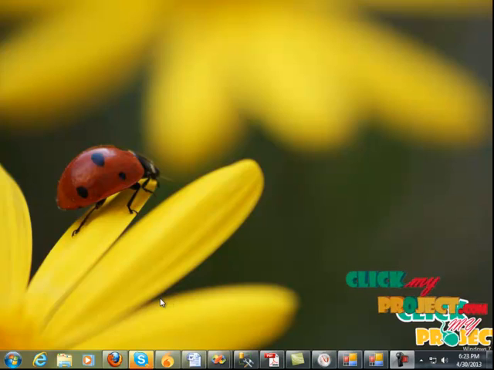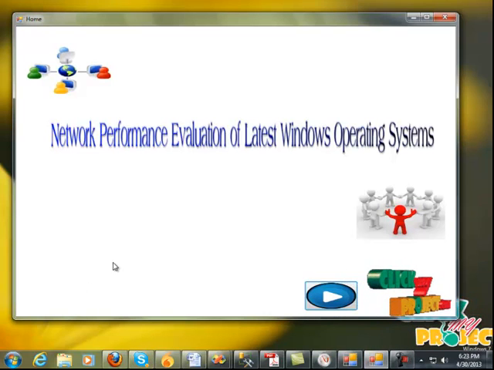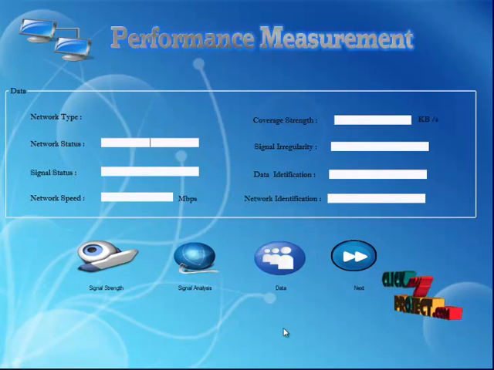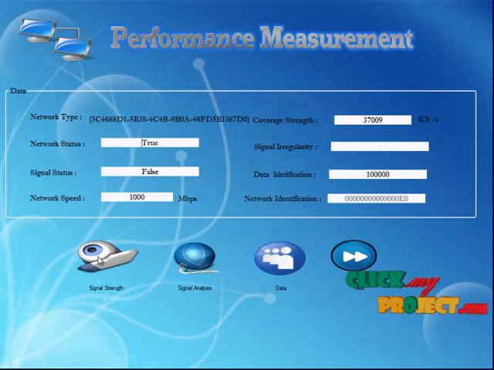Let us see our project demo. We can see the main page of our project. Click on the next button, and we can see performance measurement, network type, network status, signal status, network speed, coverage strength, signal irregularity, data identification and network identification. Click the signal strength button. Whatever network interface card number and serial port number is used in your system is displayed here.